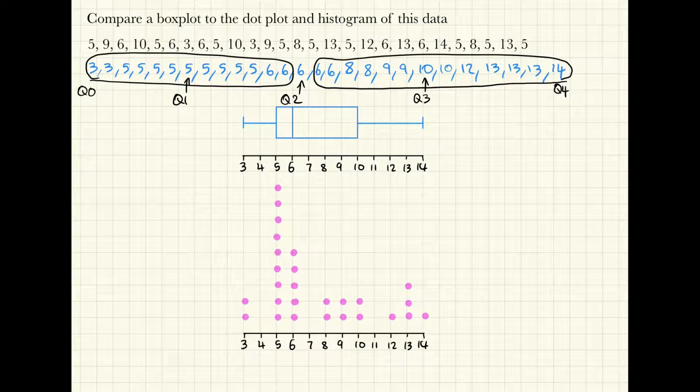So what I've done now is I've aligned the axes. See how our axes are completely in line? So now we can make for a really nice comparison here. And that's what I'd expect you to be able to do: have your dot plot completely in line with your box and whisker plot's axes.